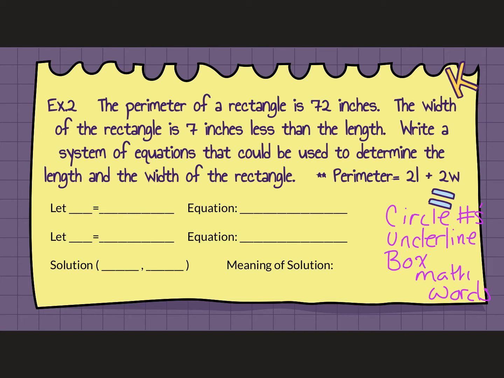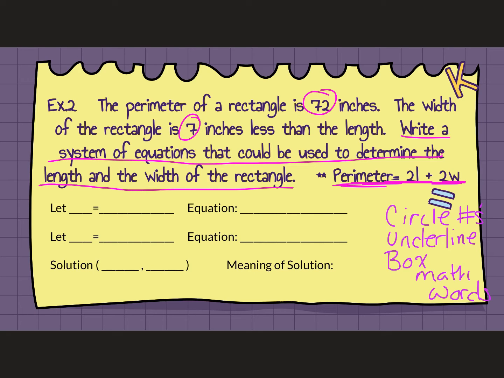So let's go in and circle all those numbers. We have a 72, we have a 7, and we got an equation, and that's super important. We're still going to underline that. All right. Underline any questions and or directions. So that last sentence is the directions. They want us to write a system.